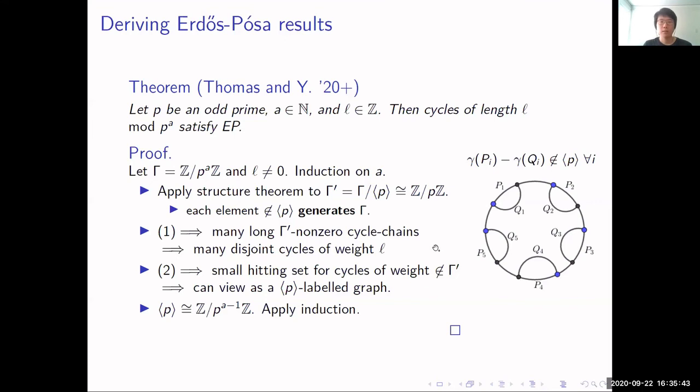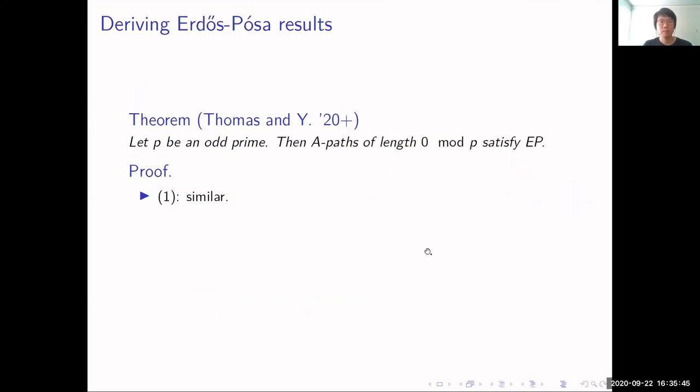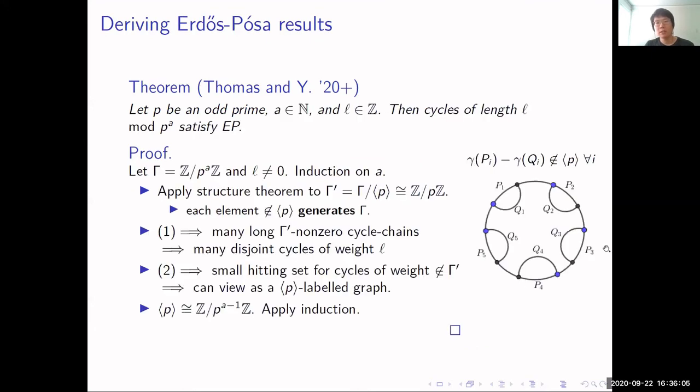Now let's go to the A-paths of length 0 mod P. This is the first theorem that I mentioned in this talk. Again, we start with the minimal counterexample. You get a large tangle that's highly connected to all the A-paths of length 0 mod P. And in the first outcome, it's very similar. Instead of a cycle, you just connect 2 endpoints to A. I didn't draw it, but it's the same.